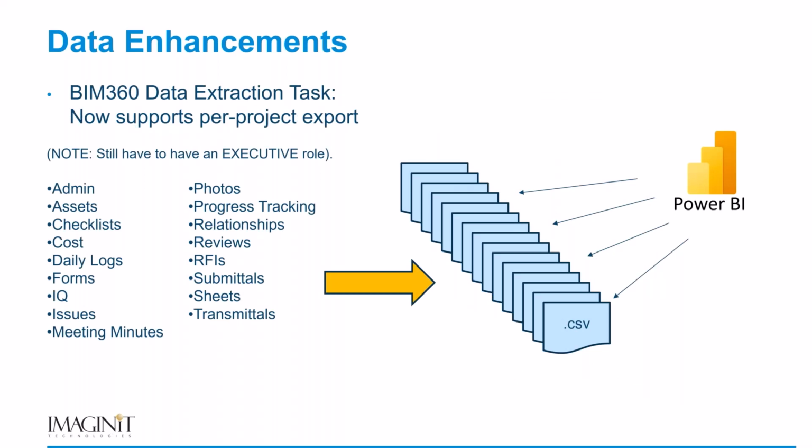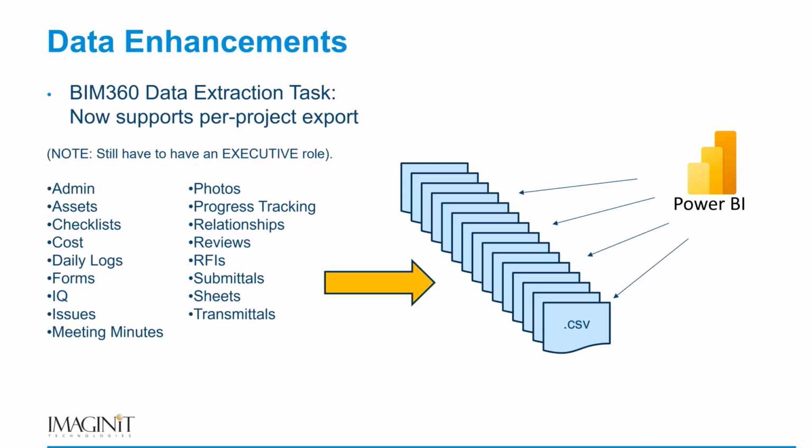Another thing on the data enhancement side: BIM 360 has supported, for a couple of years now, this concept of a data extraction task. You had to have an executive role within the BIM 360 account to be able to do it, and historically it was only something that could be run at the account level. So Clarity has had it for a year or two, but it was kind of buried because it couldn't be set up as part of a project. It could only be set up as a server-based task and managed at the server level.